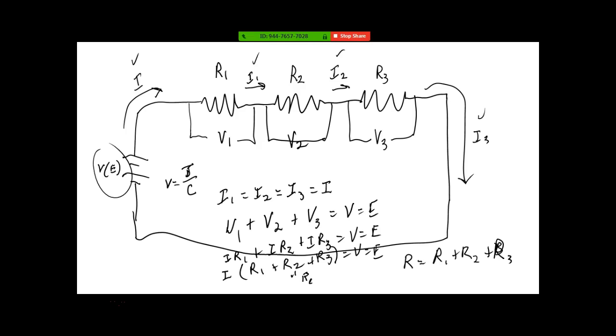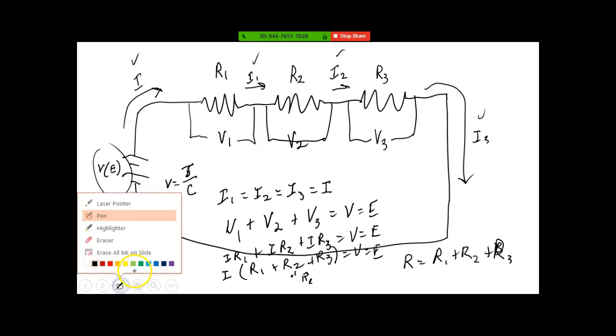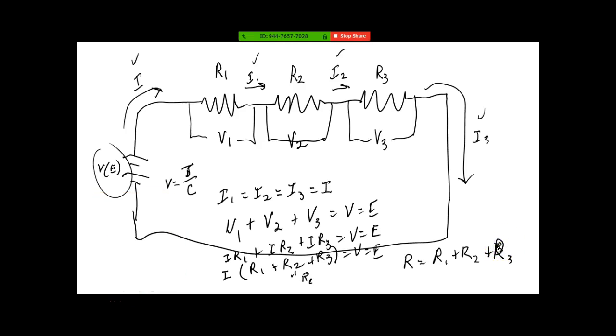So for a series circuit, the currents are the same, the voltage drops across each resistor add, and the individual resistances add to give you your total resistance of the system. Okay? So those are the features of a series circuit.